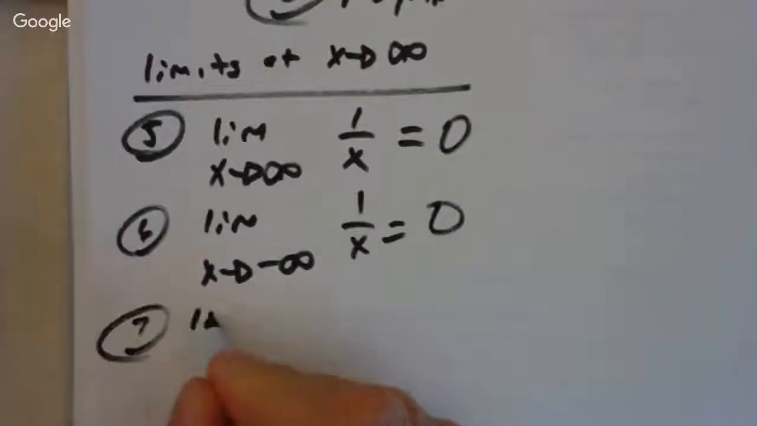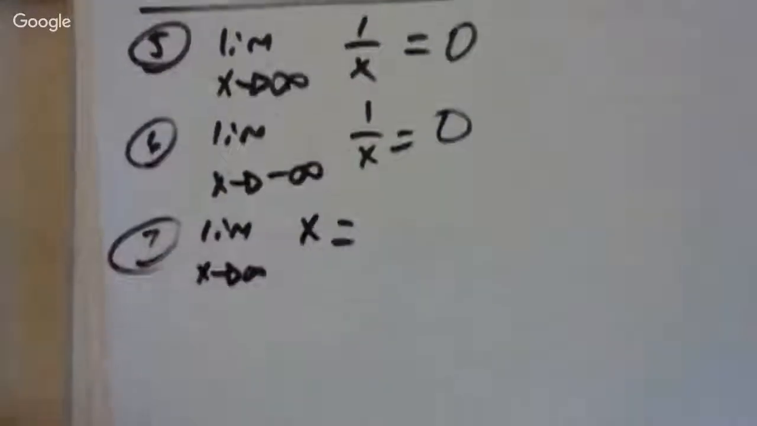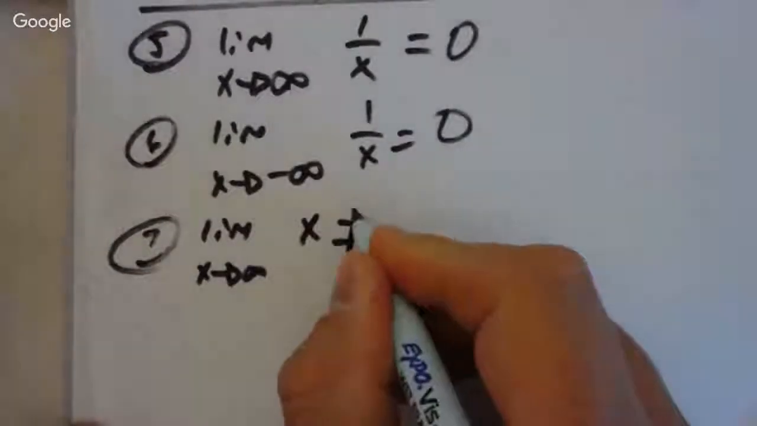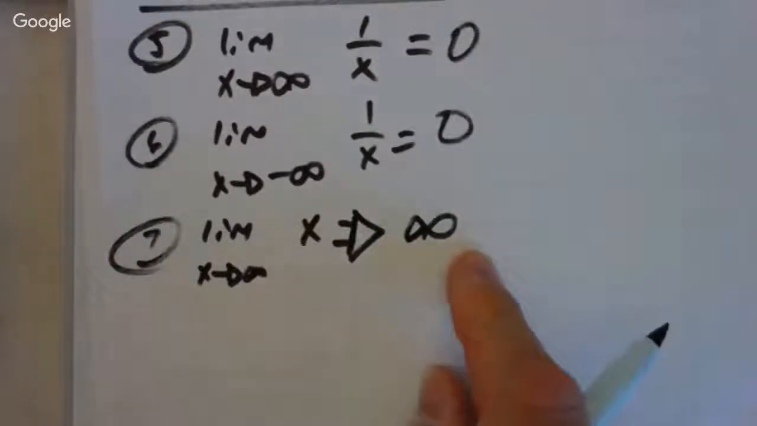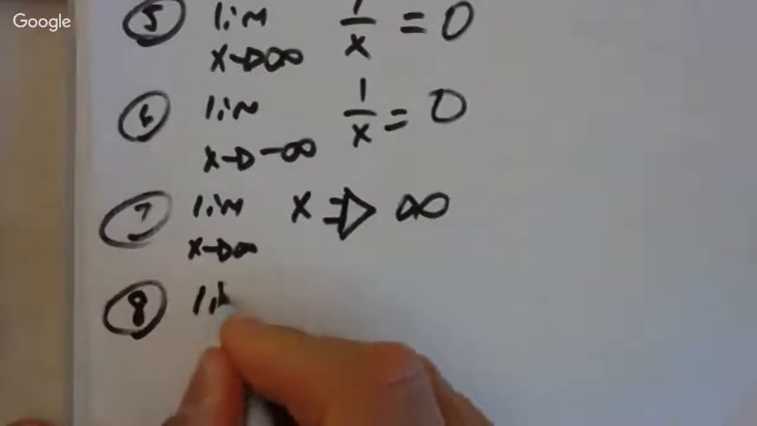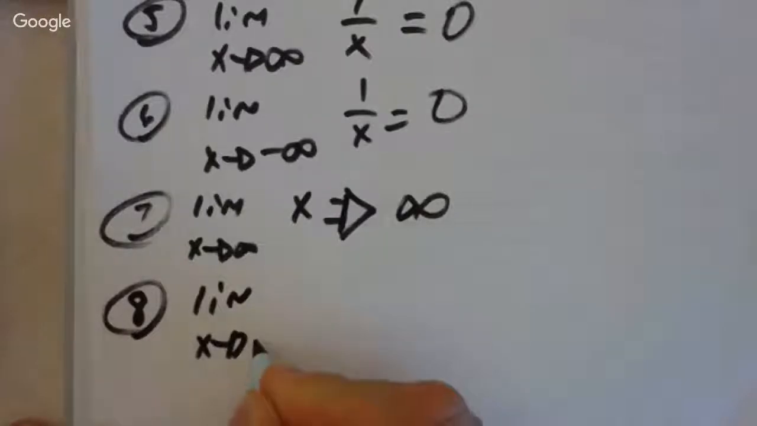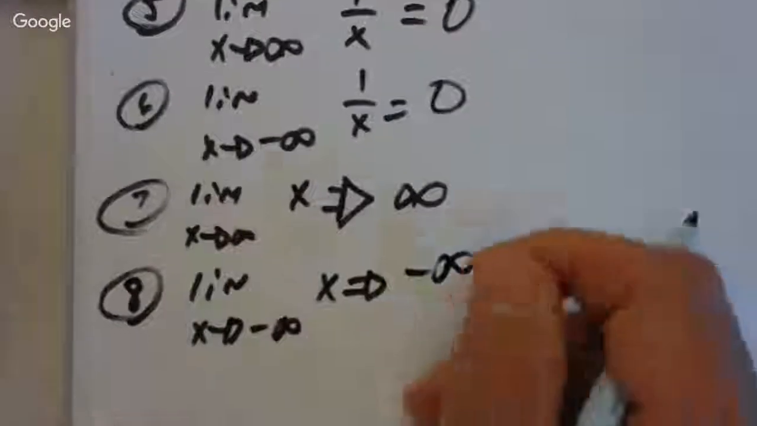One more for you, the limit as x goes to infinity of x. What's that going to be equal to? Yeah, I hate to even put the equal sign in there. It's going towards infinity. Your book uses the equal sign. I hate to use that because that implies that you can get infinitely close to infinity, and you can't. So I'm going to put the arrow goes to infinity, but be aware that they will say equals. And number 8, the limit as x goes to negative infinity of x is going to approach what? Negative infinity.